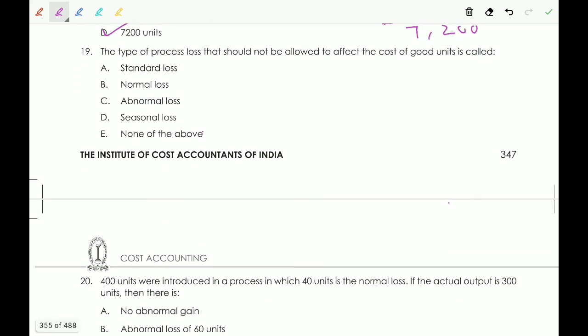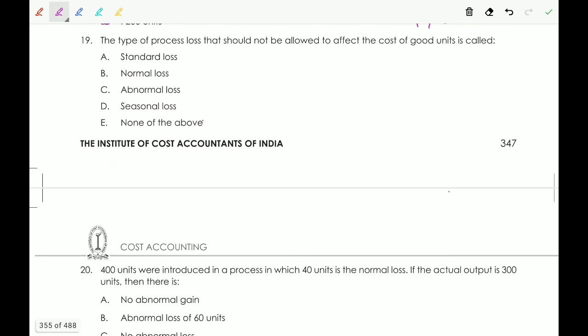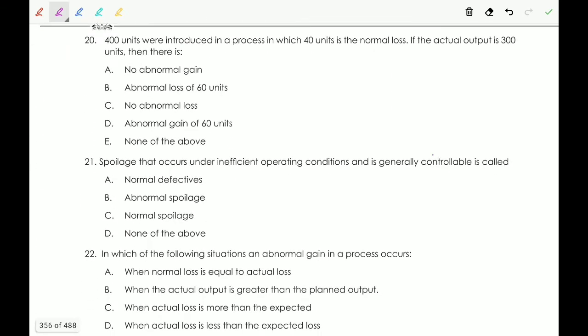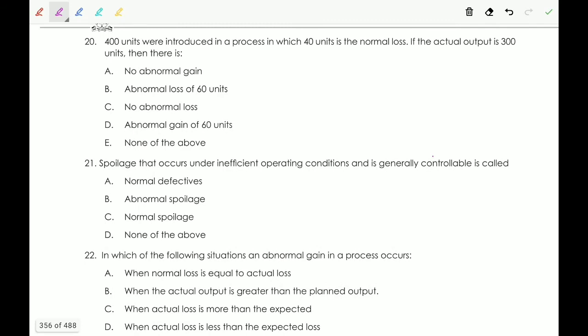Next, 19th. The type of process loss that should not be allowed to affect the cost of good units is called what? The type of process loss which does not affect the cost of good units. What is that? Abnormal loss. Abnormal loss does not affect good units, unlike normal loss.